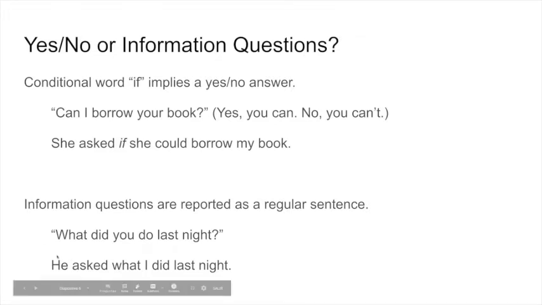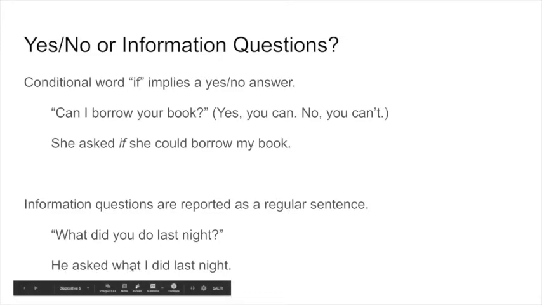Now, for information questions, it says, information questions are reported as a regular sentence. So here we have a normal direct question. It says, what did you do last night? We have a wh- question, so we know it's an information question: when, why, how, and so on. So what did you do last night? That's a simple, direct information question. And now we're going to report it. We're going to say he. Who asked? Who is the subject? He did. And what is the reporting verb? In this case it's going to be asked. So he asked.